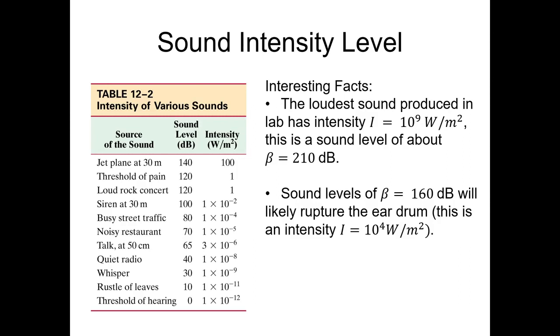One of the goals of this chapter is to be able to go back and forth from beta to I and I to beta. So how do I go from I equal 10 to the 9 in the loudest sound produced in a lab to a beta equal to 210? Or knowing a sound level of 160, how do I calculate I to be 10 to the 4? That's the logarithmic relationship, and we will get familiar with it very soon. All right, so now we will go to the lecture part, to the blackboard.